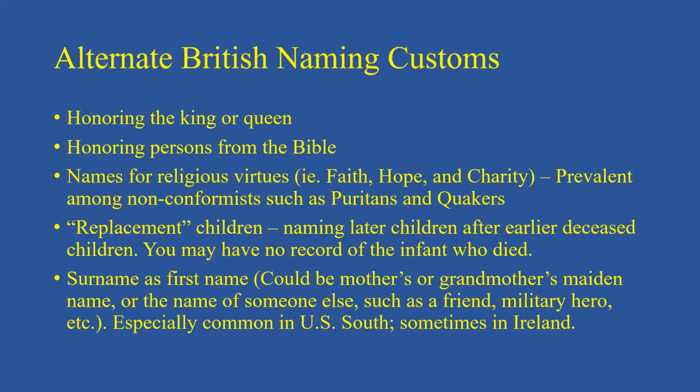Some families practice the tradition of replacement names, or what we would call necronyms. If a child died, a later child would be given the name of the deceased earlier one. If a family followed this custom, it will throw the generational naming pattern completely out of whack. This practice was also very popular in Puritan New England.